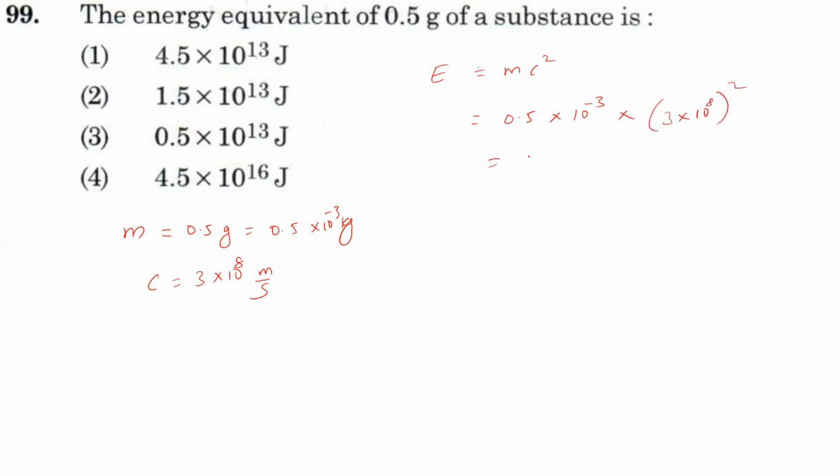Now this 0.5 is 1 by 2, times 10 power minus 3. Here 3 square is 9, and 10 power 8 square is 10 power 16. Now 9 by 2 is 4.5. 10 power minus 3 into 10 power 16 is 10 power 13. So 4.5 into 10 power 13 joule is correct. For the 99th question, the first option is correct.